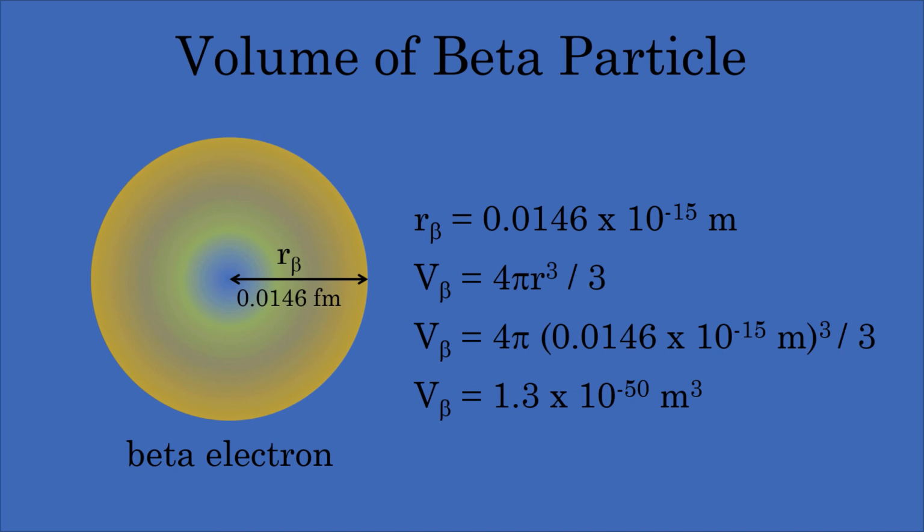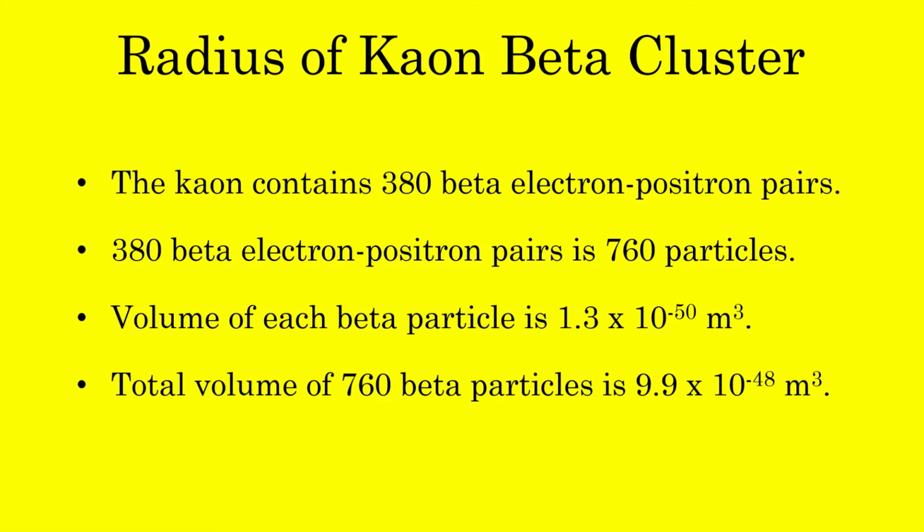Assuming the radius of a beta electron or positron is the 1.46 times 10 to the minus 17 meters we calculated earlier, each beta particle has a volume of 1.3 times 10 to the minus 50 meters cubed. If there are 380 beta electron-positron pairs, or 760 betas, in the central cluster of the kaon, then they have a total volume of about 9.9 times 10 to the minus 48 meters cubed.